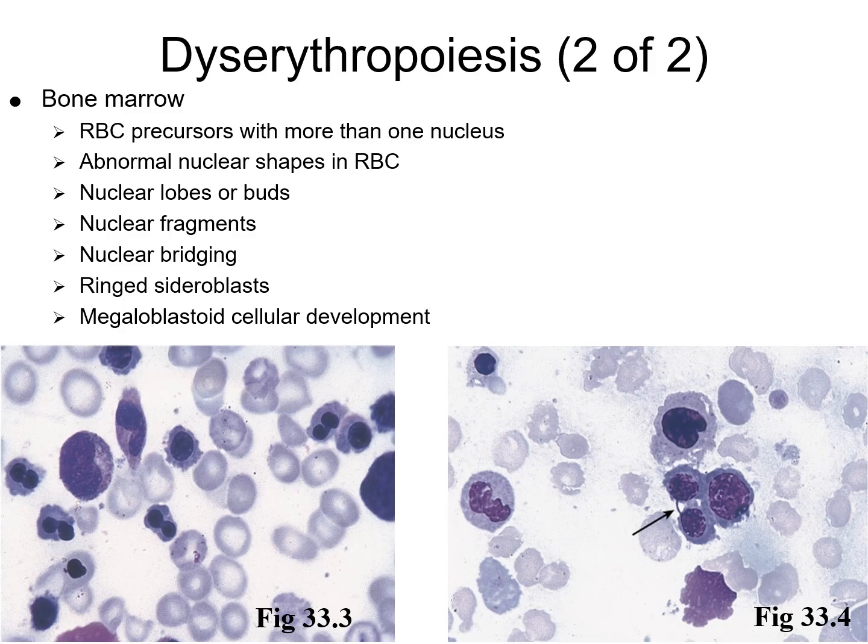We may also see ringed sideroblasts, which, as mentioned before, are those erythroblasts with iron-loaded mitochondria encircling the nucleus. It's also seen with that Prussian blue stain. We may also see megaloblastoid cellular development, which resembles megaloblastic anemia, like vitamin B12 or folate deficiency. And this is due to asynchronous nuclear cytoplasmic maturation, but not responsive to the vitamin replacement.